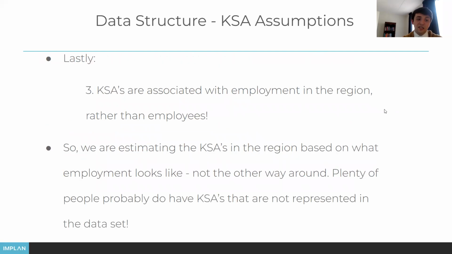This ties directly into our third assumption, which is that KSAs are associated with employment in the region, not the employees. Basically, we're estimating KSAs in the region based on what employment looks like, not the other way around. So plenty of people probably do have KSAs that they don't use for their job, but those are just not going to be represented in this data set.